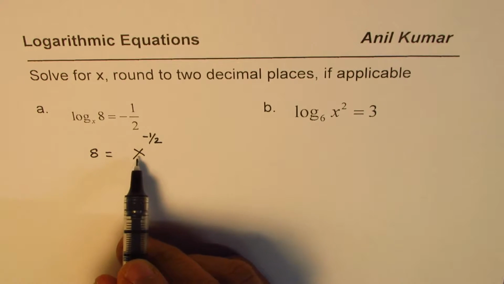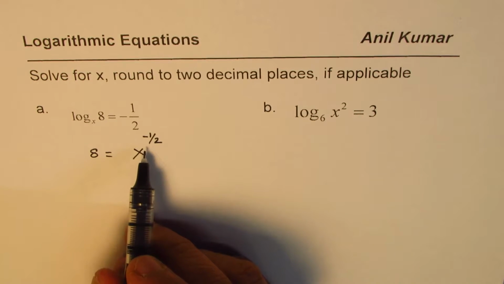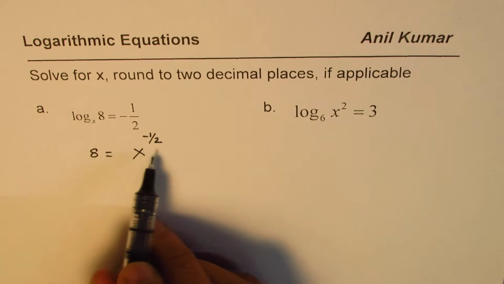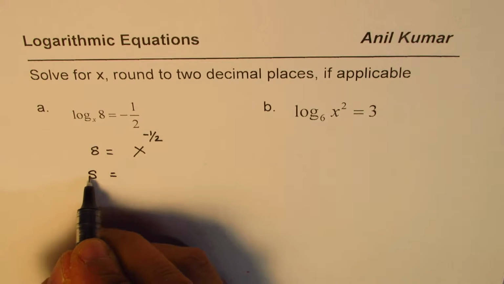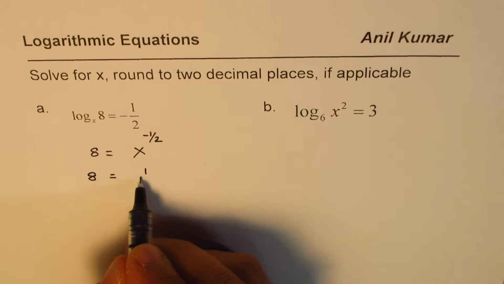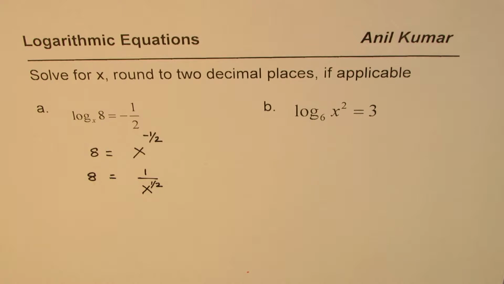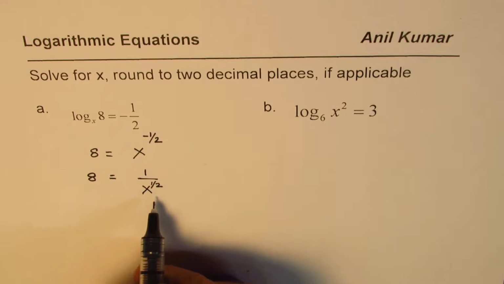Now when I say x to the power of minus half, what I could do here is, let's go one more step. So 8 is right there, and x to the power of minus half means 1 over x to the power of half. Does it make sense? Okay, so 1 over x to the power of half, we need to solve this.